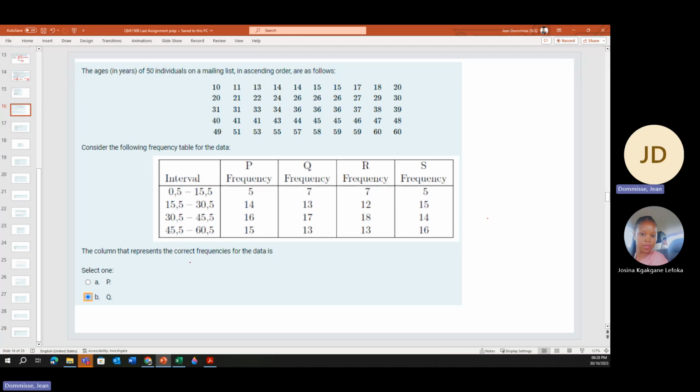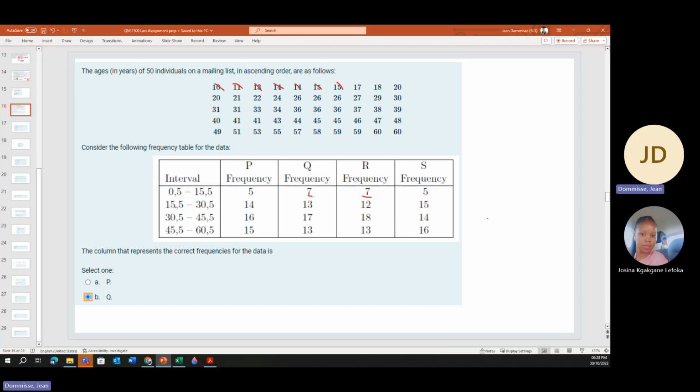The column that represents the correct frequencies for the data is... Okay, so between 0.5 and 15.5, it looks like all the data, say it would have been 1, 2, 3, 4, 5, 6, 7 would be your first frequencies. So it's one of those two.